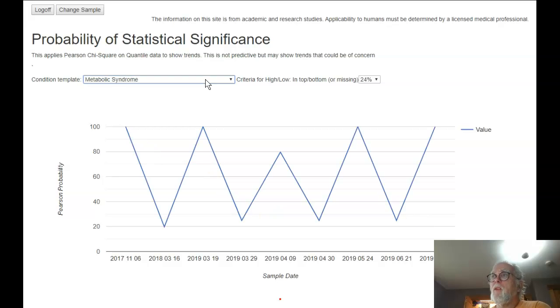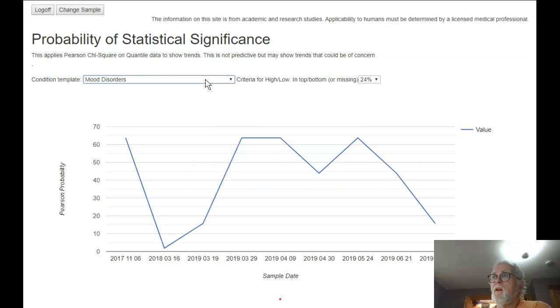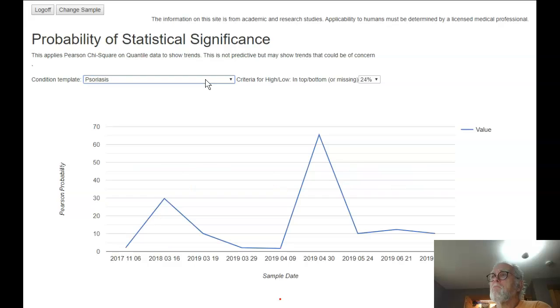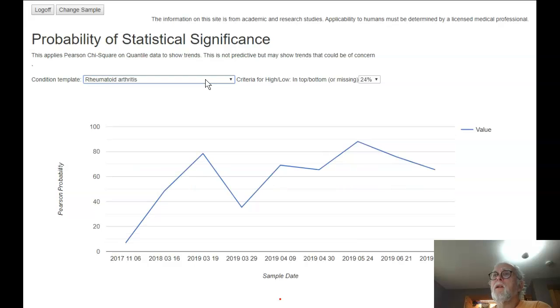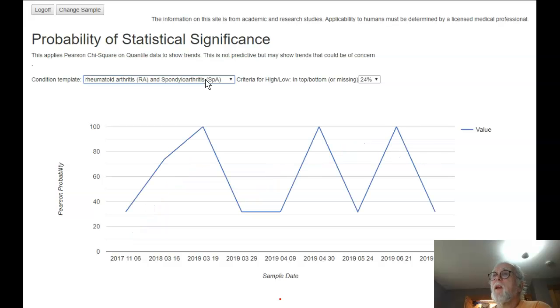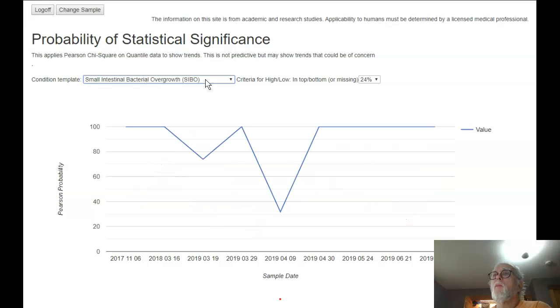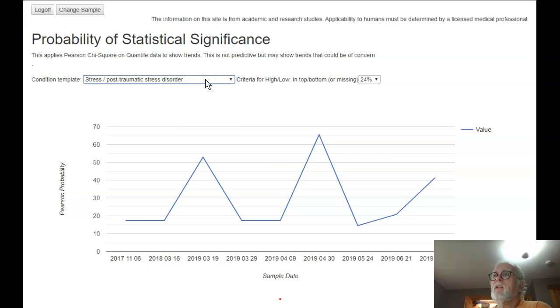Metabolic syndrome, I'm bouncing all over the place, so I'm not too concerned there. Mood disorder, again, same thing. Most of the time, it's very good. Looks like I have less risk of rheumatoid arthritis, which is nice. Bouncing around, bouncing around, bouncing around. SIBO, no sign of it.